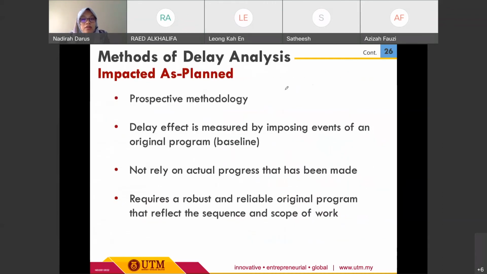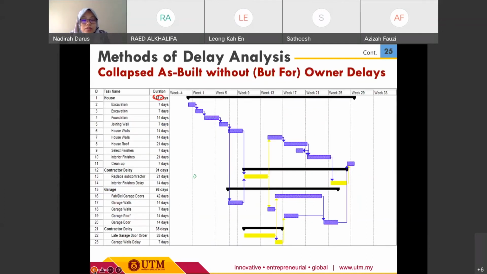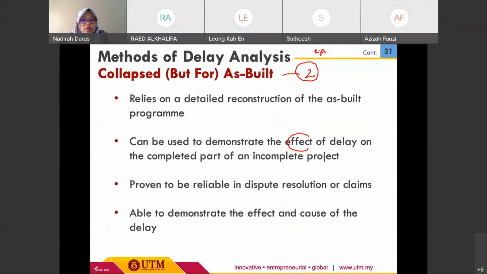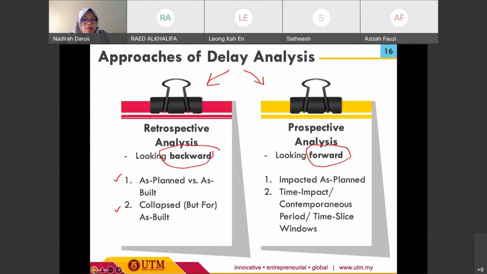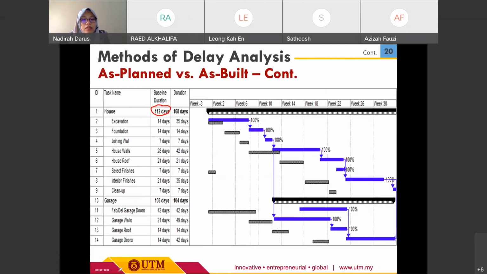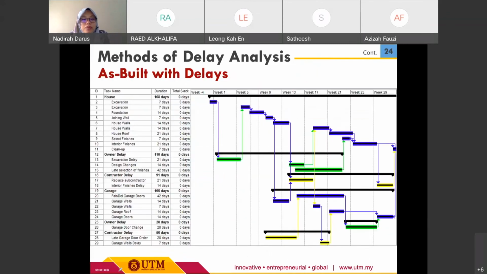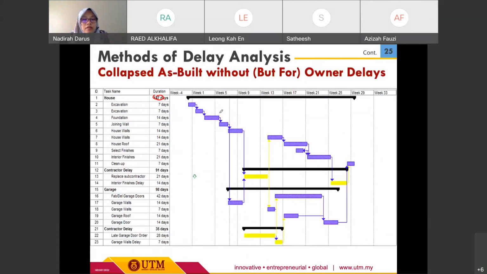And then we are going to get the third one. For the first method just now, we had retrospective and prospective methods. So just now we have done methods 1 and 2, and this one we are going to look at is impacted as planned, for the prospective method or approach.